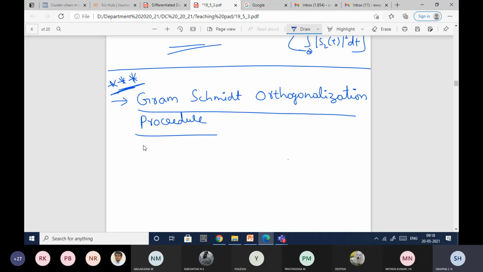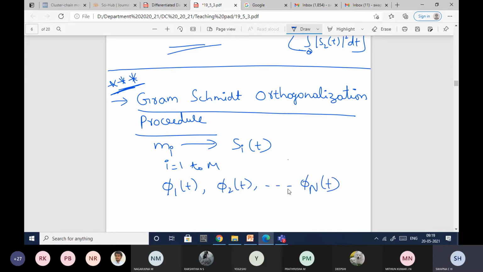Let us consider that I have M symbols. For each symbol I will have si of t, where i is equal to 1 to M. Now let us assume that there are N orthonormal basis functions, phi 1 of t, phi 2 of t, and so on, phi N of t.